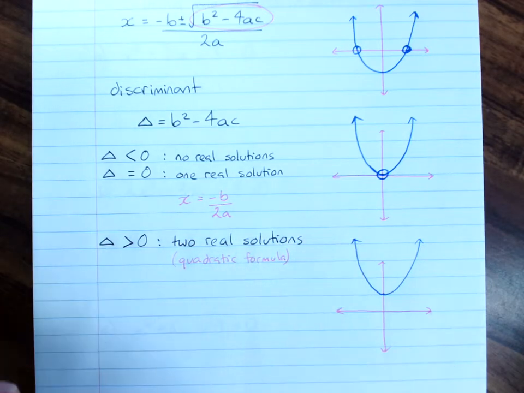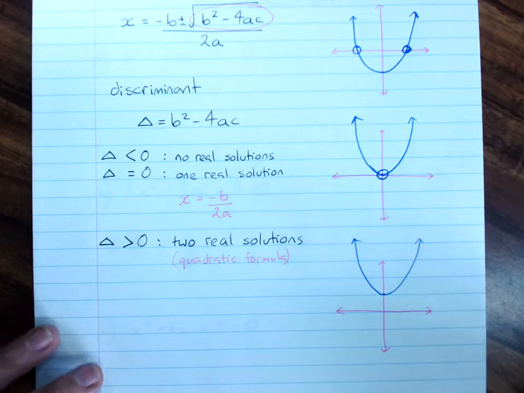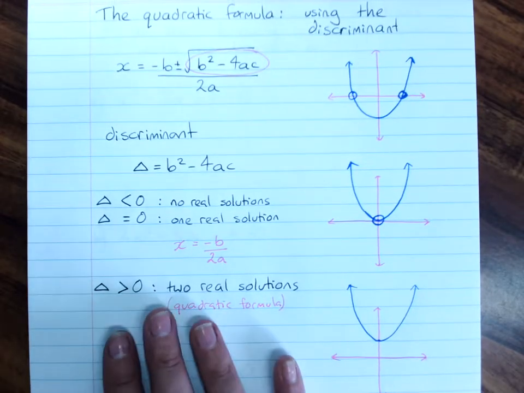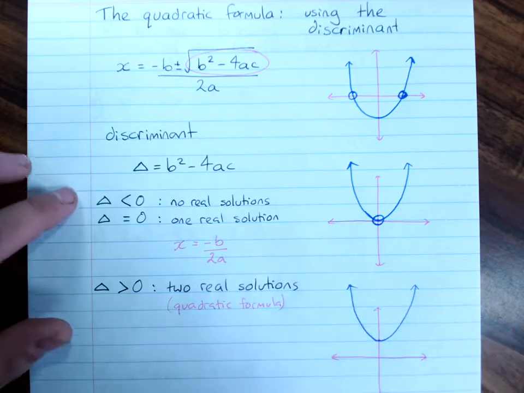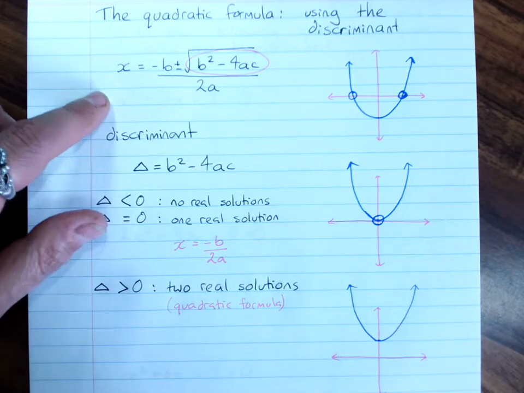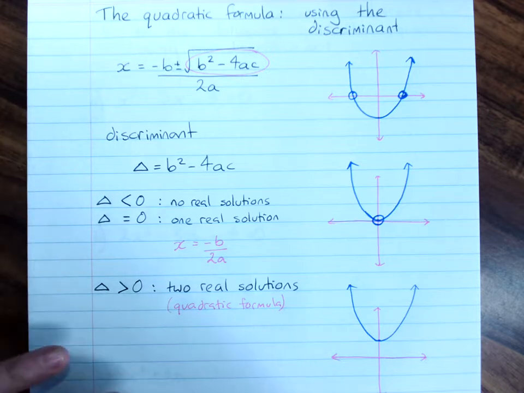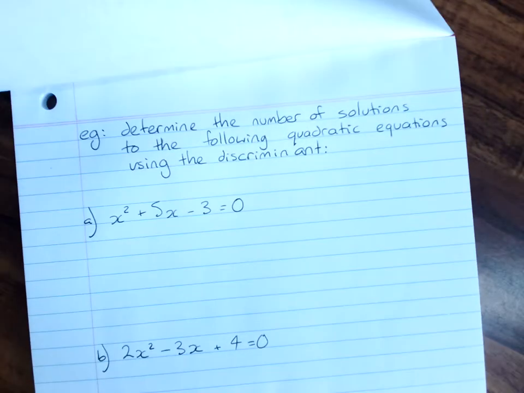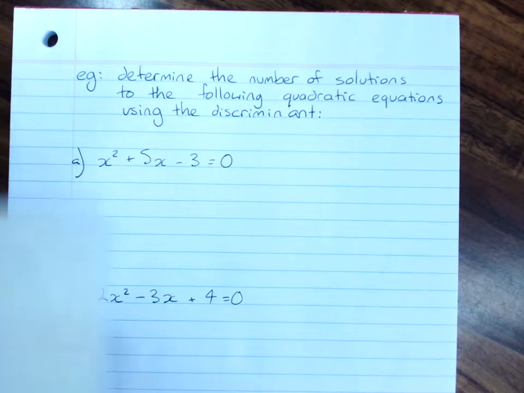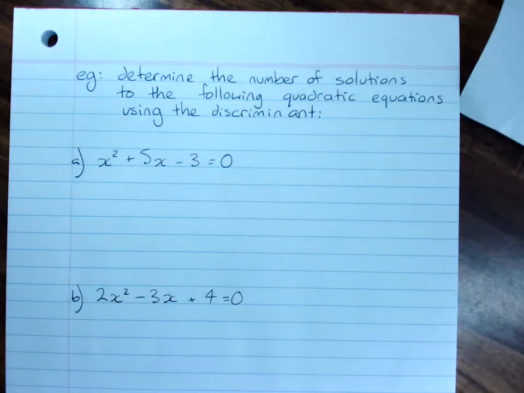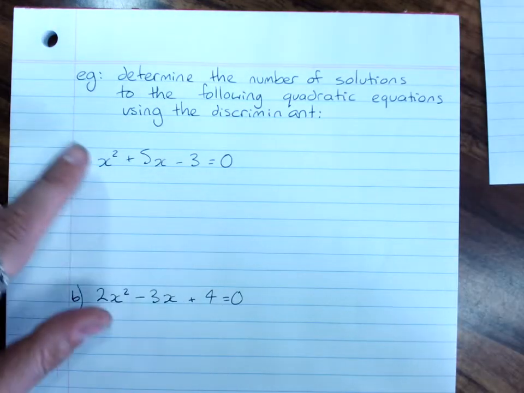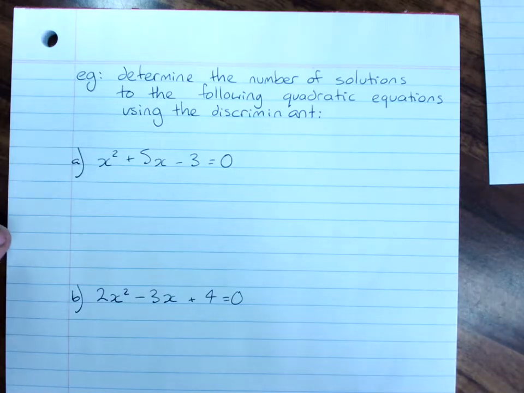To find those two solutions. So this is useful partly to find out, can I solve this before I start doing the whole quadratic formula, and partly just to answer the questions where we use the discriminant. So these sort of questions: determine the number of solutions to the following quadratic equations using this discriminant.